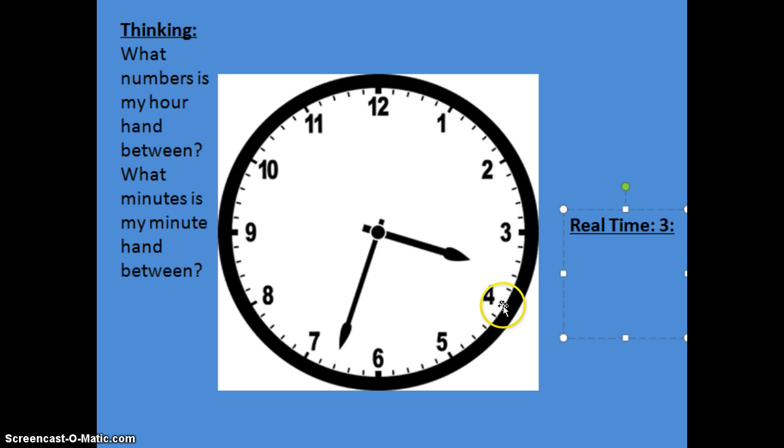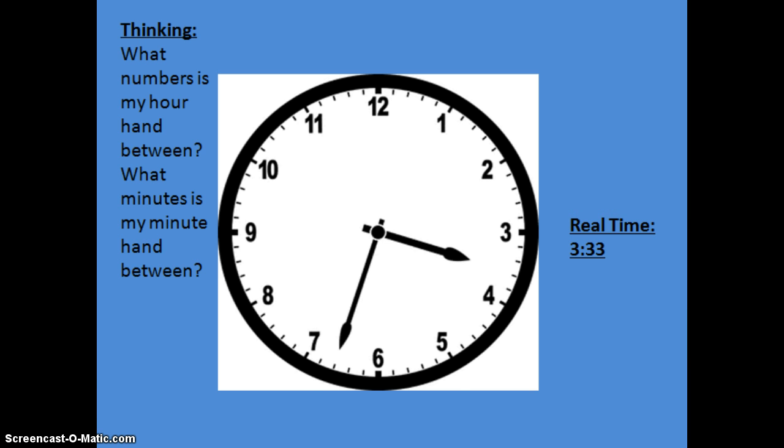put my colon, and now I look at my minutes. It's between the 6 and the 7. So to count my minutes, I start at the top and I count by 5s. 5, 10, 15, 20, 25, 30, 35. So I know that my minute hand is between 30 minutes and 35 minutes. So I start at the 30 and then I count by 1s. 30, 31, 32, 33, and 33 it is. It is 3:33.